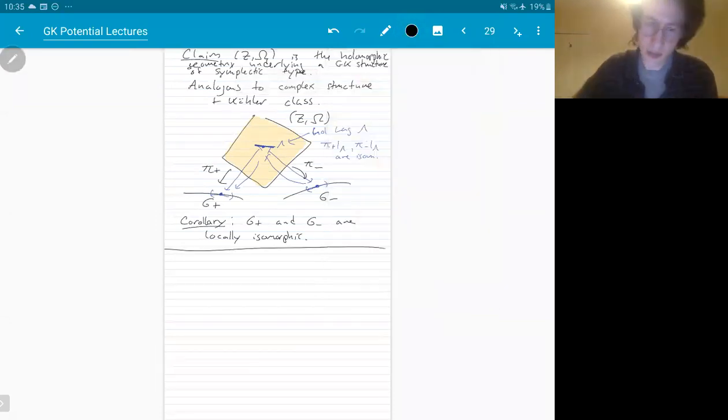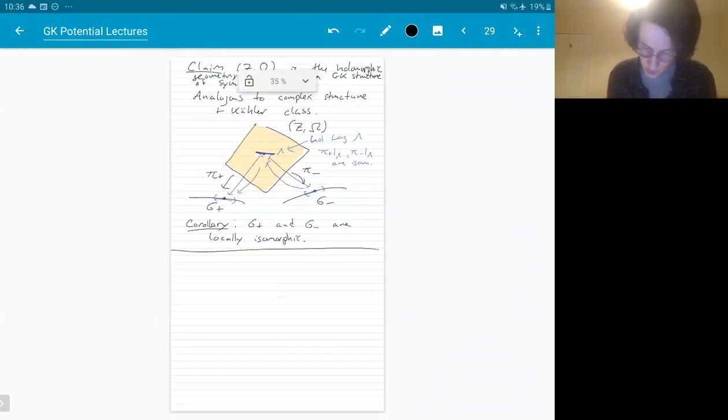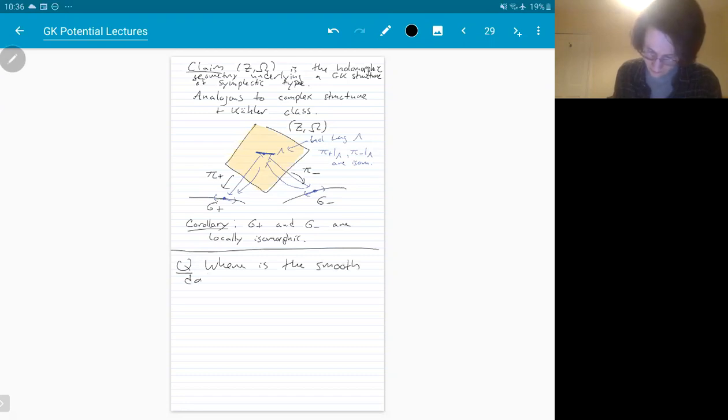Okay, that was just a little aside. Basically, the claim that I've made is that this holomorphic symplectic manifold encodes the underlying complex geometry of a generalized Kähler structure. So the question is, where is the smooth data encoding the metric?